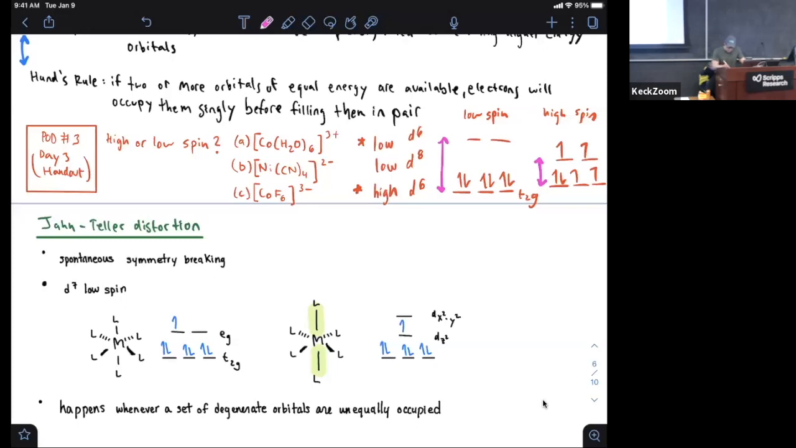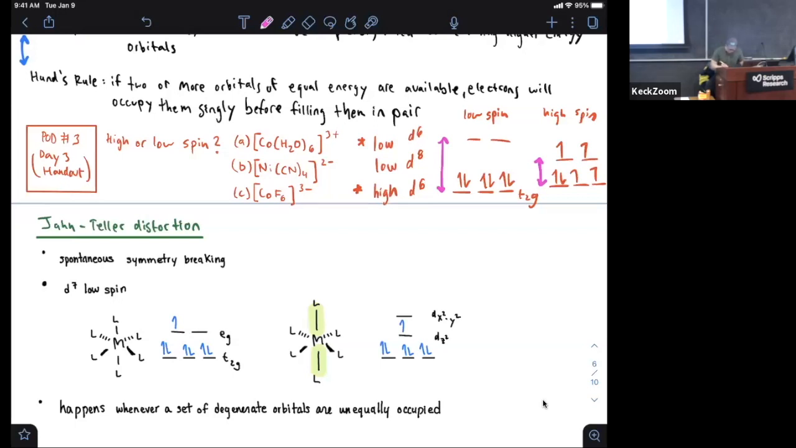So we can consider this case of an octahedral metal complex that's D7, D7 low spin. And spontaneous symmetry breaking arises from the fact that when you have a set of degenerate orbitals, in this case, two degenerate orbitals that are unequally occupied, the complex will prefer to break symmetry in order to get the filled orbital to a slightly lower energy level.